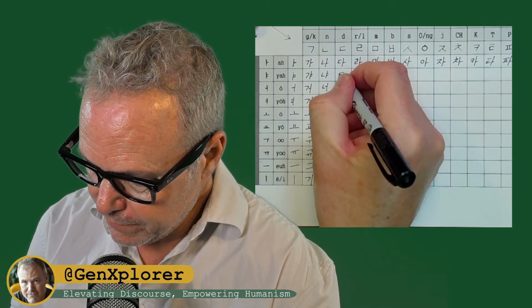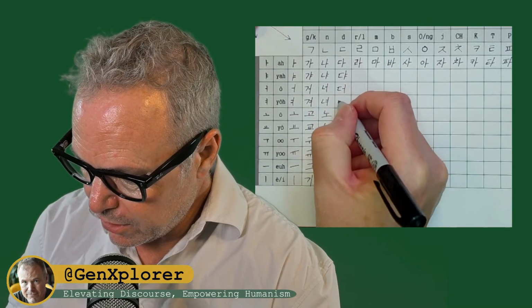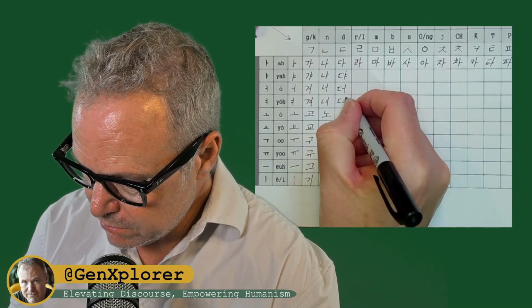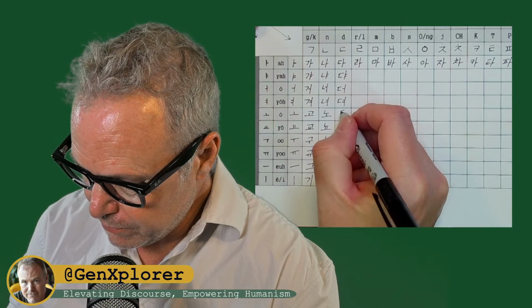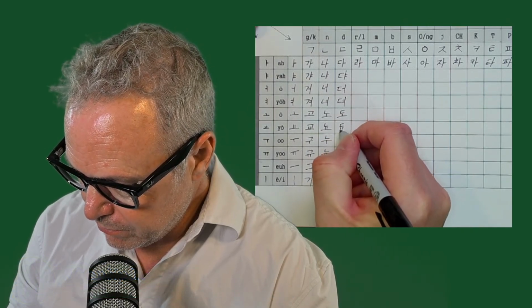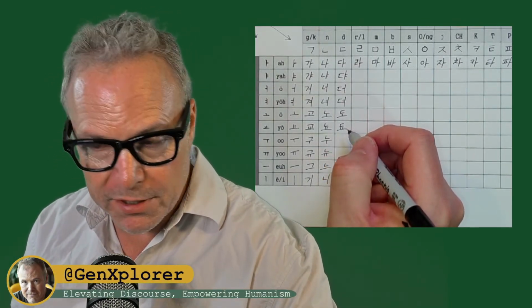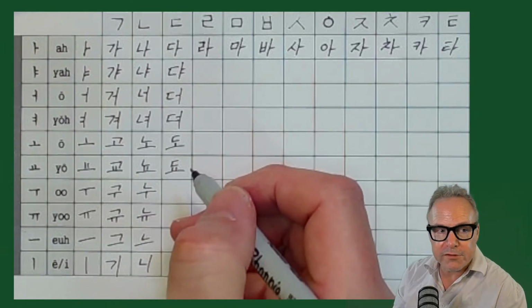Da. Dya. Do. Dyo. Du. Dyu. By the way, my handwriting is not in any way meant to be a perfect example.